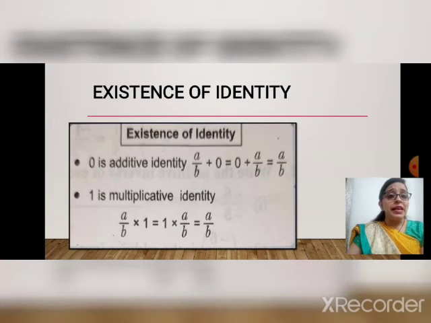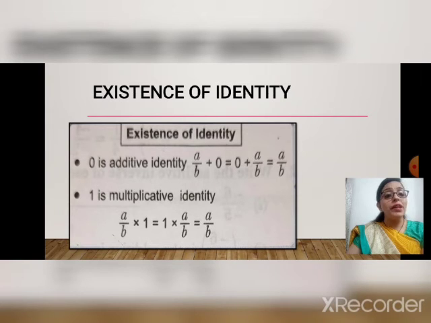Next one is existence of identity. 0 is the additive identity. When I add any rational number with 0, what answer will come? The number itself. The same thing I have shown you. A/B + 0 = 0 + A/B, that is equal to A/B.